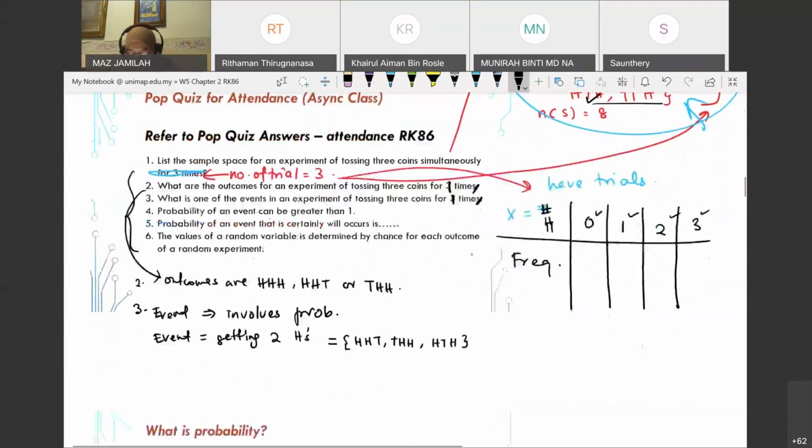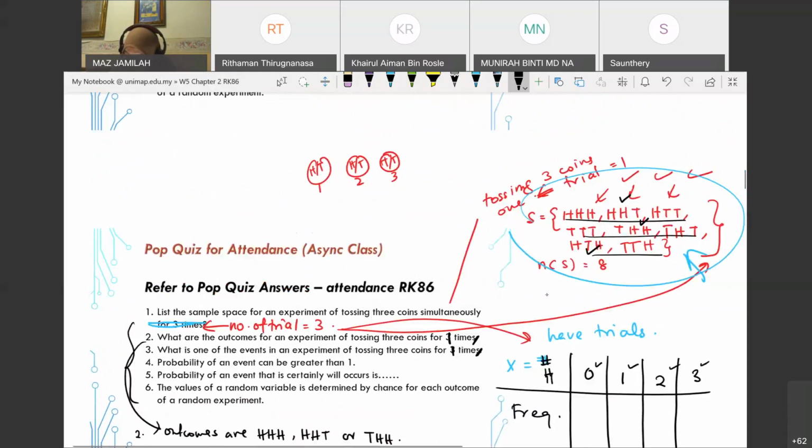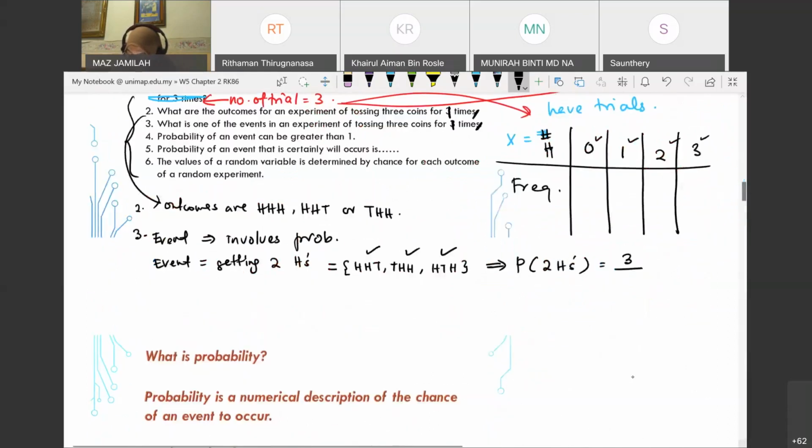Now, what is the probability of this particular event, 2H? It is equal to the number of outcomes occurred, that will be 3, over the number of sample space we have, which is 8. So this is what we call the event of getting 2H, and the probability of that particular event is this one. Now number 4.